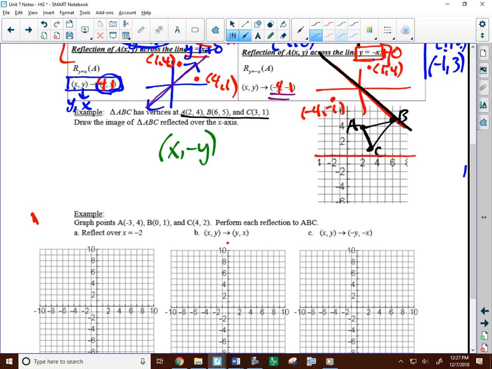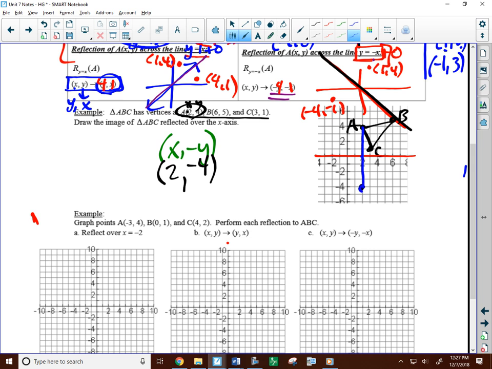So if I'm a formula person, I take 1 point, x is 2, y is 4, and I put in 2 for x and 4 for y. I keep that negative there. So 2, negative 4. Now, on these horizontal and vertical lines, I think this is a much easier way. It has to be the same distance away. So A and A prime have to be the same distance away from this line. So I just count. That was 4.